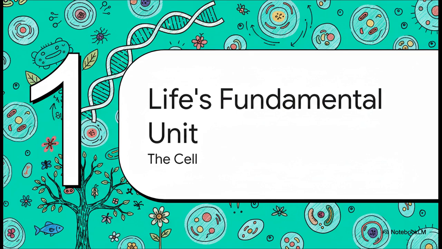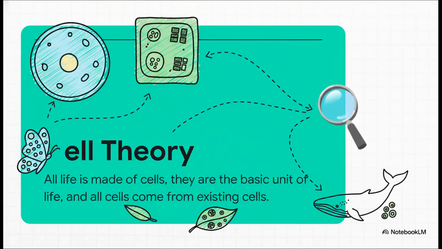Well, the answer starts with this one single concept that unites pretty much all complex life on this planet: the cell. The key is something called cell theory. And this isn't just some idea, it's one of the absolute pillars of biology. It tells us that every living thing, from a tiny gnat to a massive blue whale, is made of cells. They're the essential, fundamental units of all life, period.